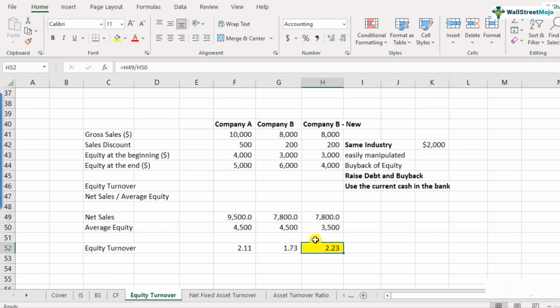All right. So with this, we understand now what equity turnover ratio is, its calculations and interpretations.